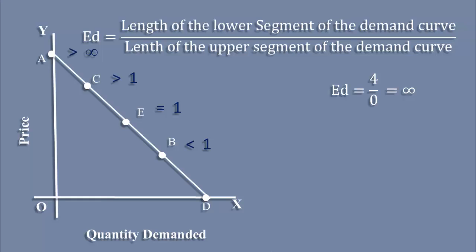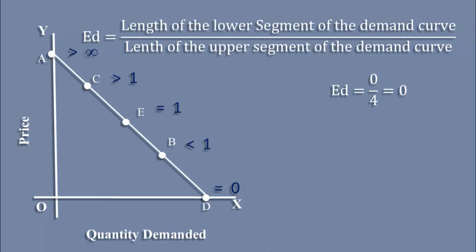We shall now find elasticity at point D. Here the lower segment is 0, the upper segment is 4. 0 divided by 4 is equal to 0. Hence, the demand is perfectly inelastic at D.